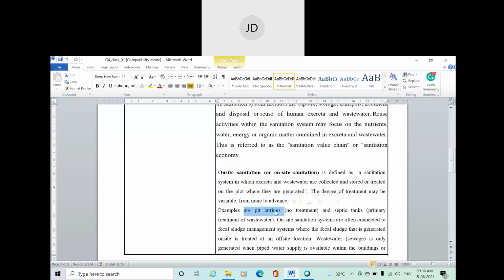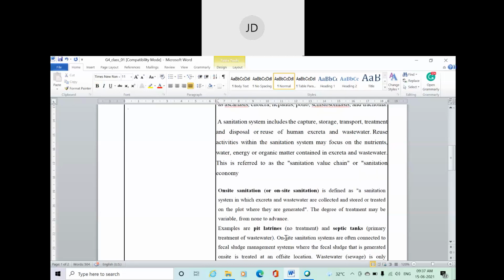So examples are pit latrine, then septic tank. In a septic tank, a primary treatment of wastewater is required. That means settlement of the sediments may occur in the first chamber. Then water will flow out of the system, that means out of the septic tank. So primary treatment can be applied in a septic tank. In a pit latrine, there is no treatment required. So these you can categorize under on-site sanitation.